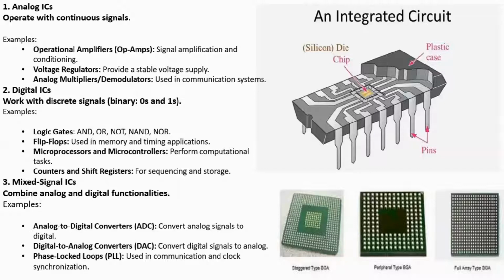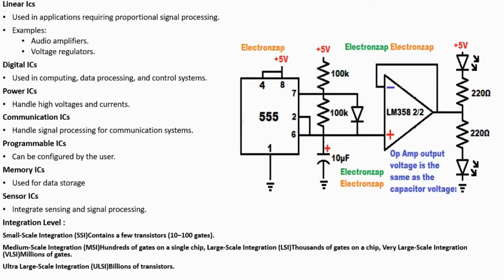Then the third category is mixed signal IC. Mixed signal means a combination of digital as well as analog, right? ADC, DAC. ADC is analog to digital converter. DAC is digital to analog conversion. That is where you do the conversions, analog to digital, and phase loop. The simple example of a mixed signal IC is the timer IC, that is the 555 IC. Okay, it's a mixed signal IC. Please remember that. Okay, we'll do some practicals related to this in the later part.